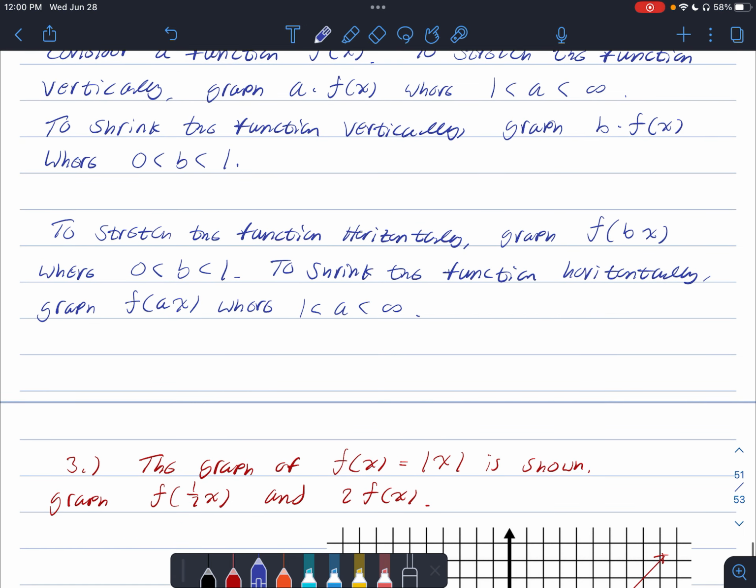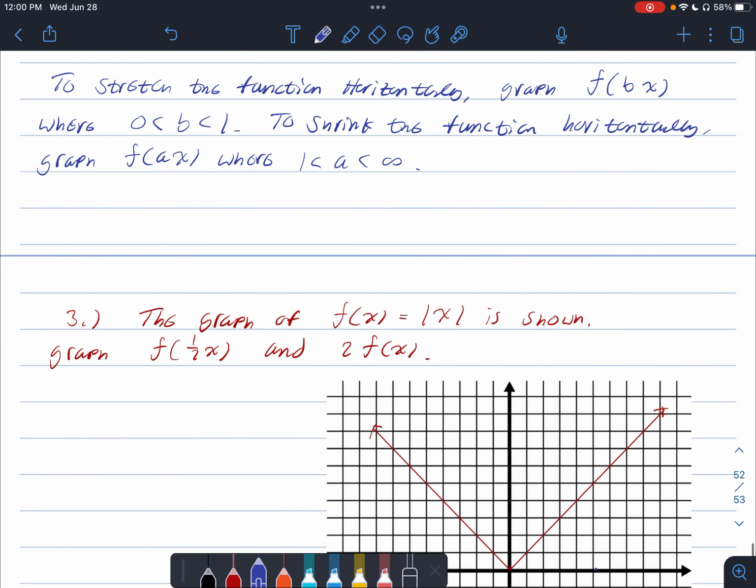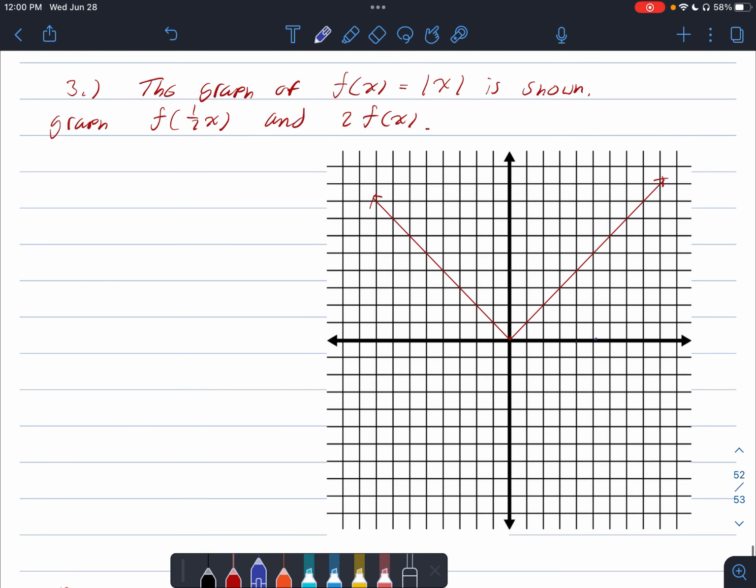Okay, and if we want to stretch the function horizontally, okay, we're going to graph f of b times x. And again, this is kind of counterintuitive again, but we're going to graph f of b times x, where b is between 0 and 1. So if we're multiplying by a number between 0 and 1, so by a fraction on the inside of the function, that is actually going to make the function stretch. And if we want to shrink the function horizontally, we'll multiply x times a number between 1 and infinity, okay? So some larger number.